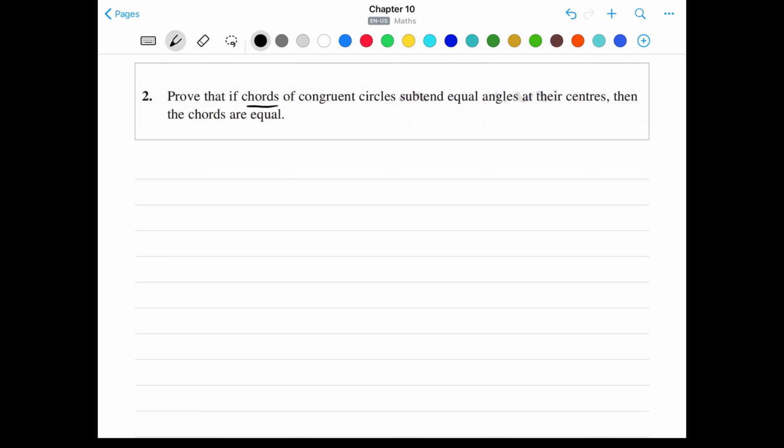Question number 2 is: prove that if equal chords of congruent circles subtend equal angles at their centers, then the chords are equal. So first we have congruent circles, and in them we have chords which are not given as equal, but they subtend equal angles at the center. Then we have to prove that the chords are equal. As you can see, this is exactly similar to theorem 10.2. The only difference is that instead of two equal chords in the same circle, here we have two chords in congruent circles. So let's first draw its figure.